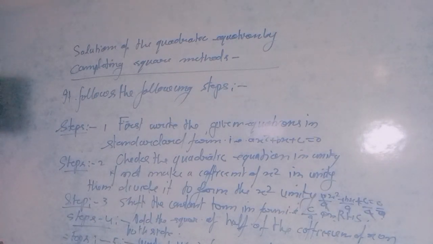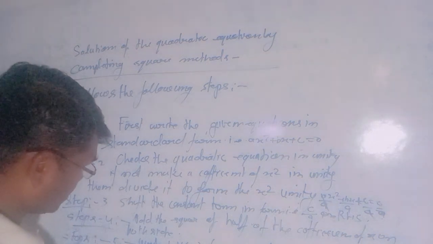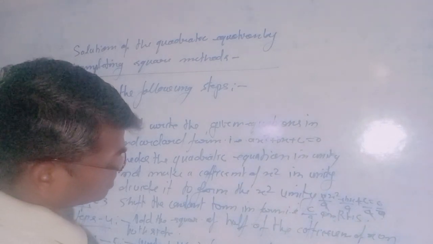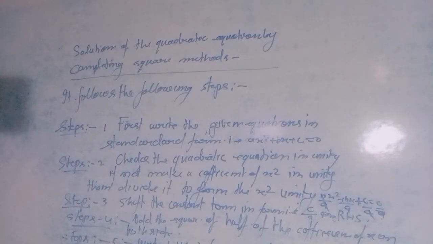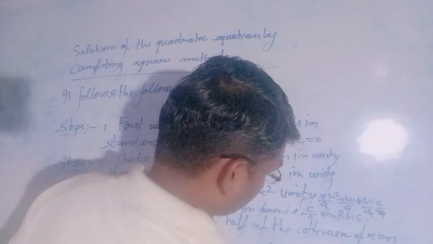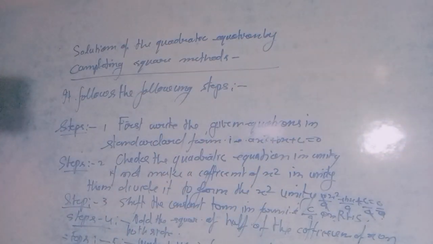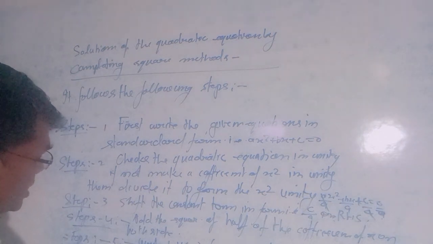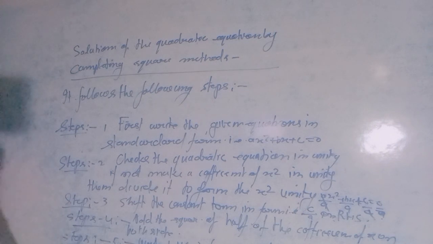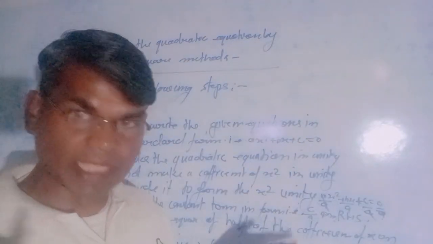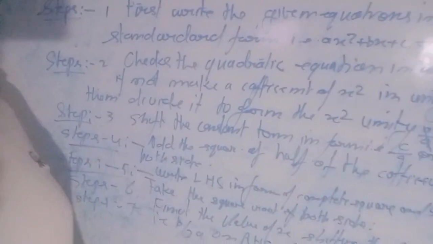Step 7: Now finally find the value of x by shifting the constant term, that is b by 2a, from the LHS to the RHS. Okay, these are the steps.